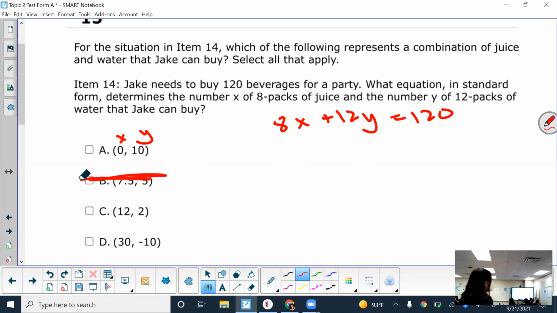What other one can be eliminated? D, because it has a negative. I can never buy a negative amount of something. So I plug in A and C, and I know it works because I plugged it in earlier. Sorry, we're just short on time. So that's why those two work. Because when you plug them in, it equals 120.